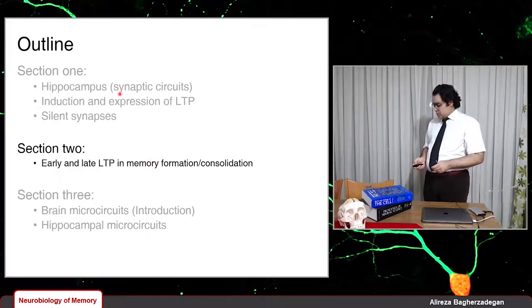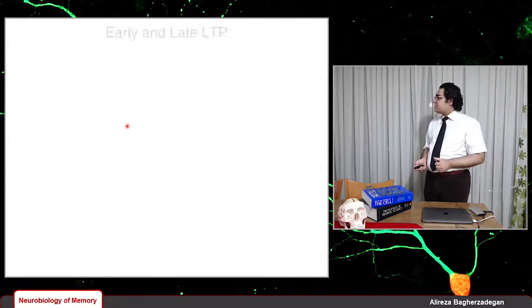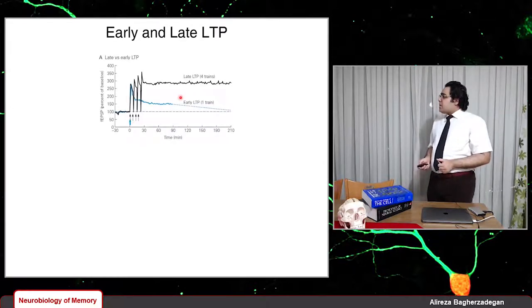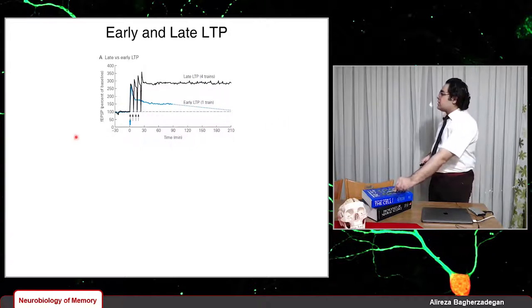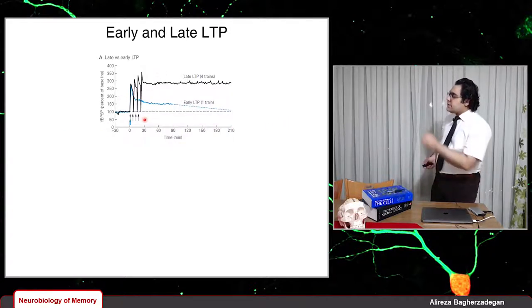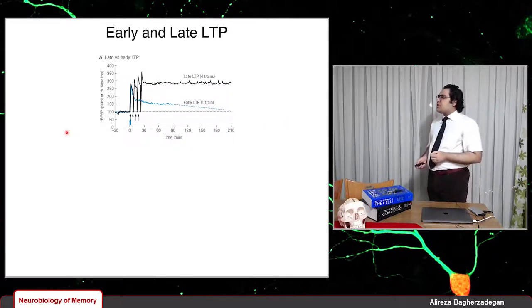Okay, so let's start. This chart tells us the amount of potentiation of field EPSPs in the CA1 area of the hippocampus in two different phases of LTP, early phase and late phase of LTP. It also tells us how long the potentiation may last in early and late LTP.